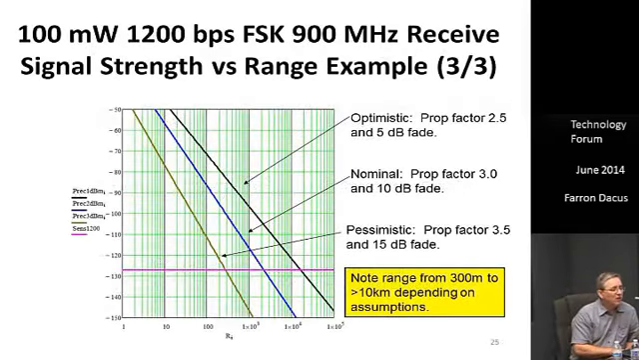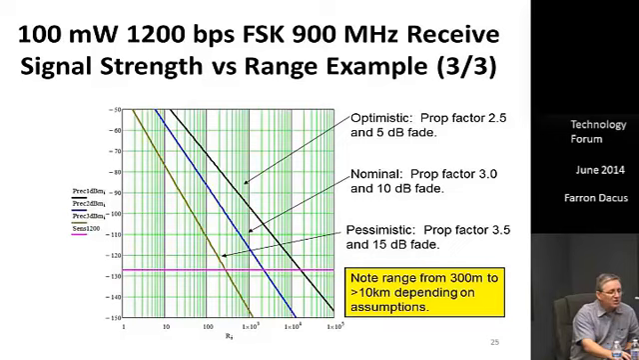Okay, so here's running some simple calculations for a 100 milliwatt sensor link, say, at 1200 bits per second at 900 megahertz. And we see that we've got a nice sensitivity at this low data rate of about minus 127 dBm. Range is where the received signal strength, as a function of range in meters, falls below sensitivity. So for pessimistic, assuming a 3.5 propagation exponent and a 15 dB maximum fade due to relative orientation and bounce, multipath fade, then we got a range there of about 300 meters.